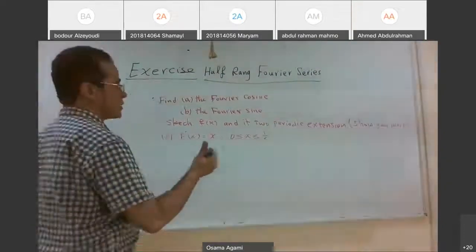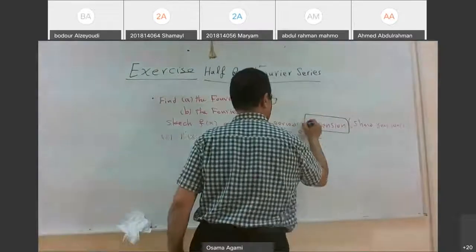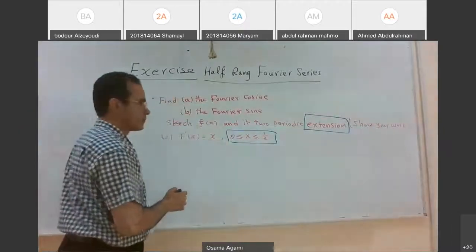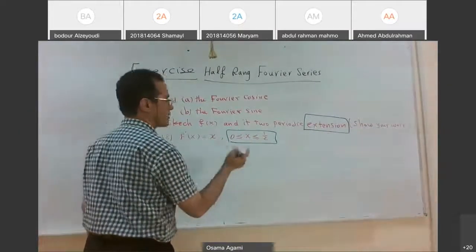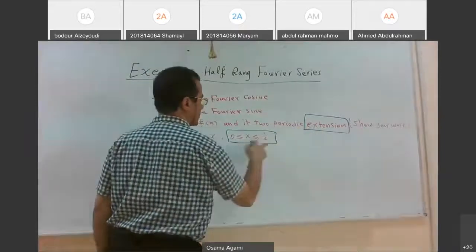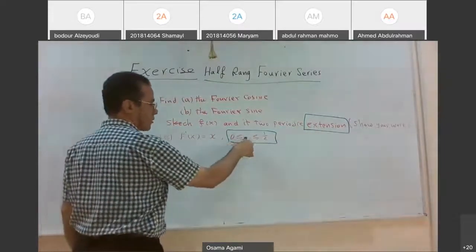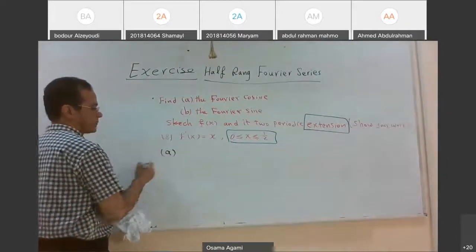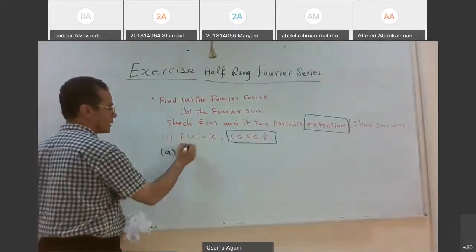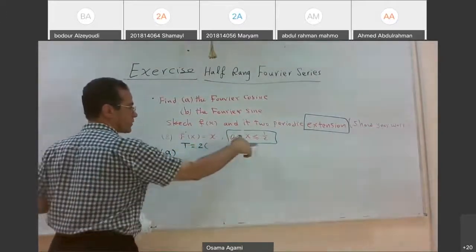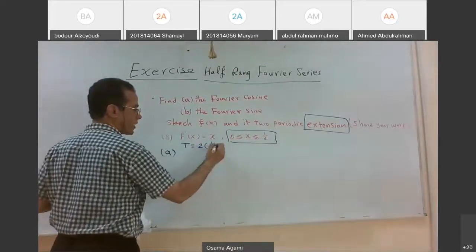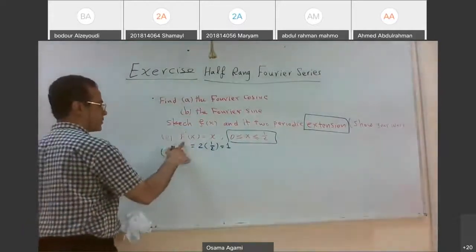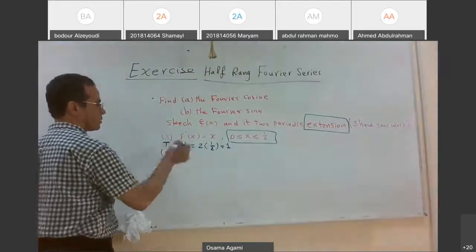Once you catch this word in the question, extension, it means this interval is a half period, right? It's asking you to have a period, and this is half of your period. Now let's go for A. T will be 2 times this distance. What is the distance? It is half. So the period will be 1. I know my period is 2L, which is 1.